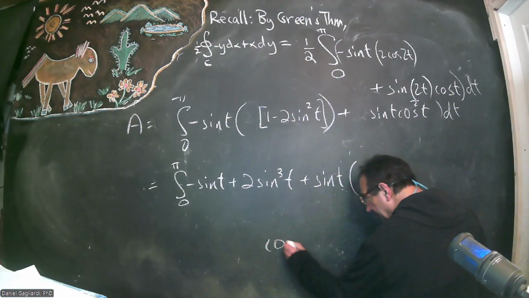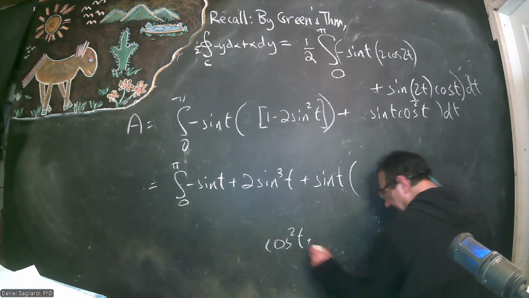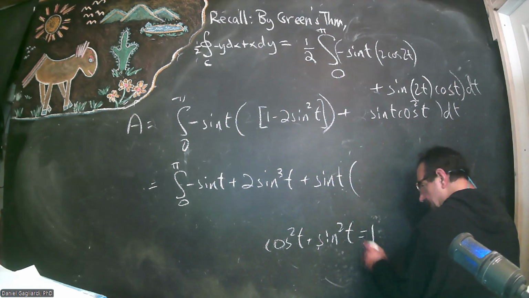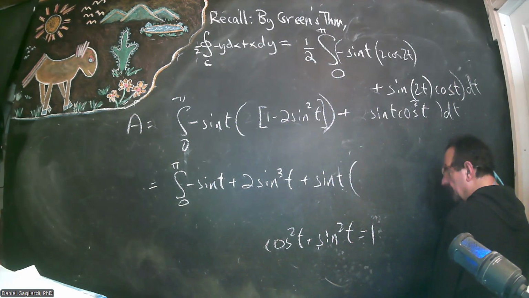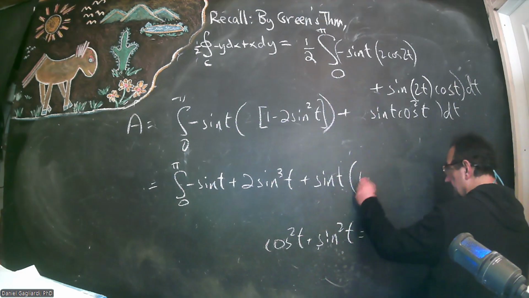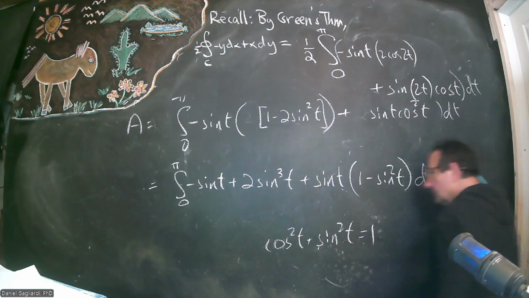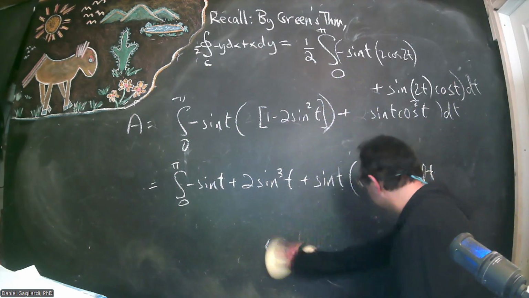That comes from the fact that cosine squared of t plus sine squared of t is equal to 1. So subtract sine squared from both sides, and you have cosine squared is 1 minus sine squared. So let's make that substitution: 1 minus sine squared, dt. Looking good? Looking good.